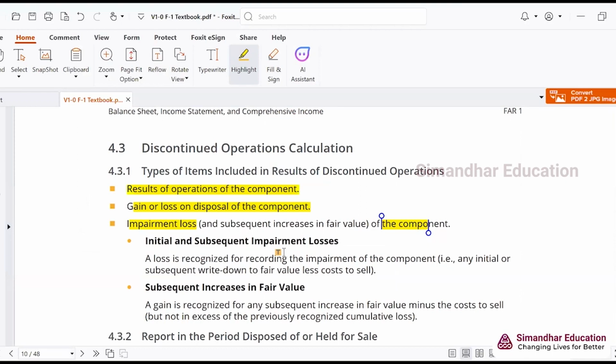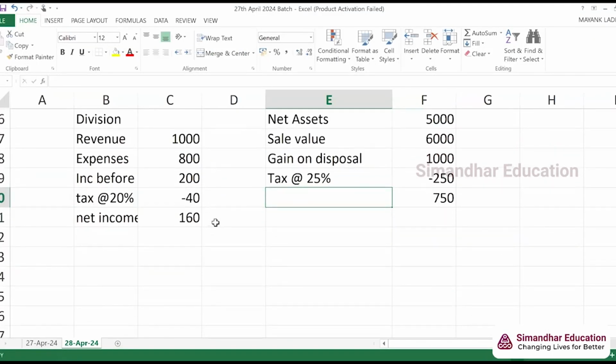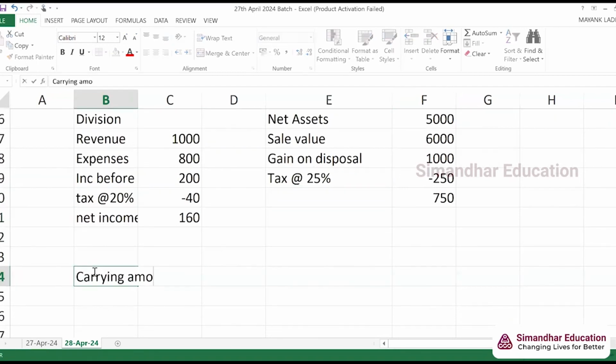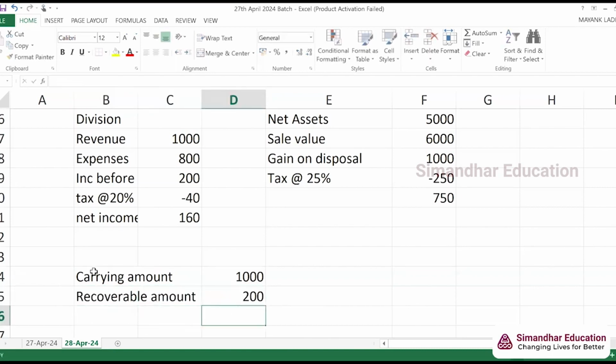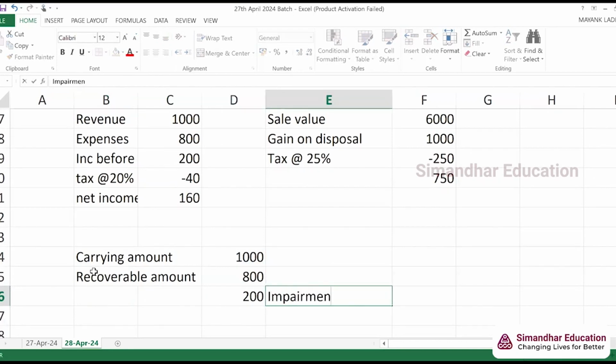Impairment loss is basically the asset is not having value as much as the value as it's shown in books. So for example, we have not yet sold. Okay, we have decided to sell. Now, when we have decided to sell, carrying amount, meaning the amount as presented in the balance sheet, is 1,000. For example, another example, and expected, we call it the recoverable amount, is 200. Sorry, 800. So this 1,000 minus 800, this 200 is called impairment. How to calculate it, we will come to it subsequently.